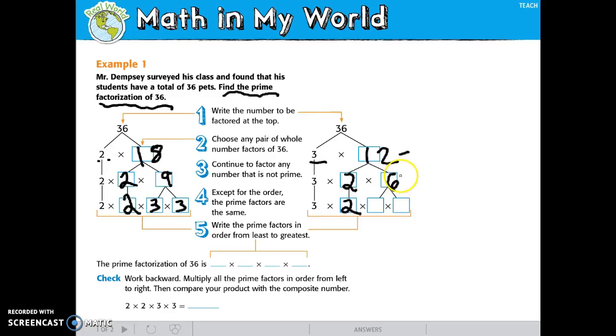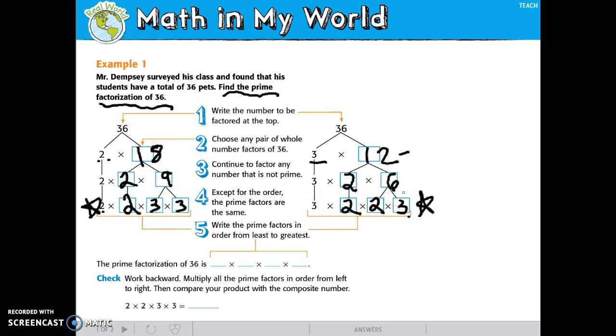Then we go to our 6, and we have to think, what are 2 numbers I can multiply together to get 6? And those numbers are 2 and 3. So then you're going to take your prime factors and write them in order from least to greatest. If you look at this prime factorization and this prime factorization, we have the same numbers in each prime factorization: 2, 2, 3, and 3.